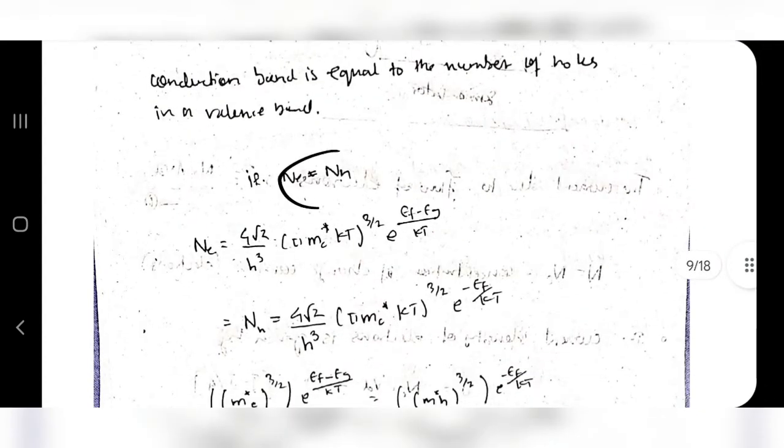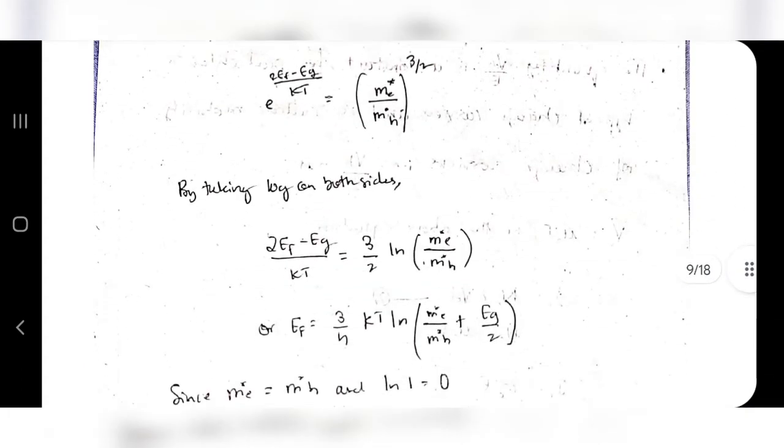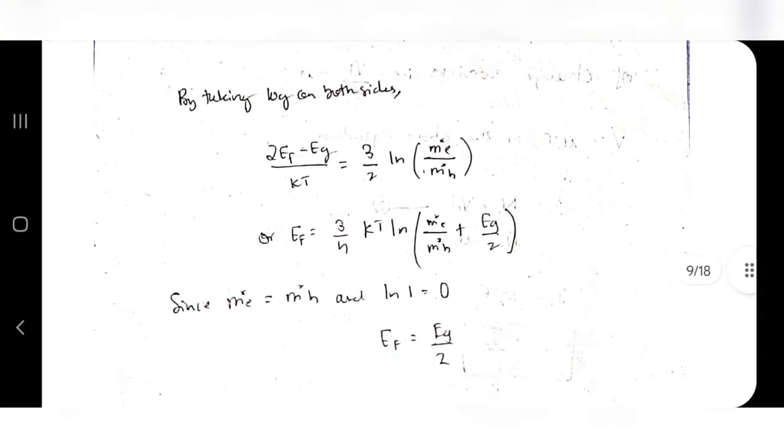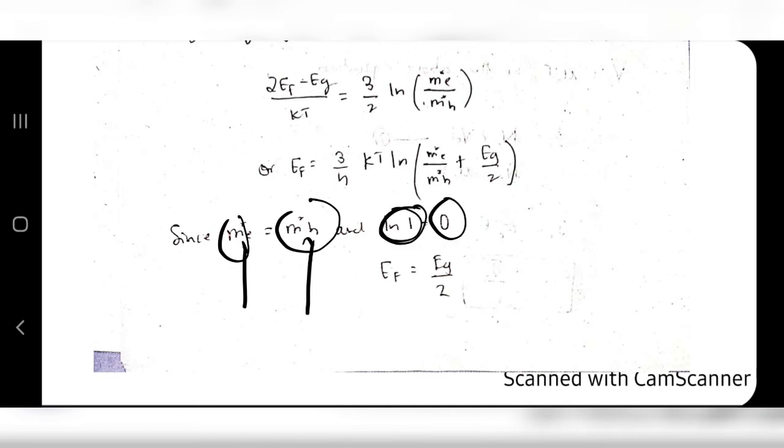So ne is equal to nh, the numbers are equal, and these are the formulas we will be writing. Nc's formula we will write here, and nh's formula here, and equate them because both are equal. When we equate them and simplify, we obtain this equation. Taking log on both sides, we obtain this one, and then simplifying we obtain the final equation. Here me is equal to mh, the mass of electron is equal to the mass of holes, and ln 1 is equal to 0. Therefore EF is equal to Eg by 2, where Eg is the energy gap and EF is the Fermi energy. So the Fermi energy is nothing but the energy gap by 2.